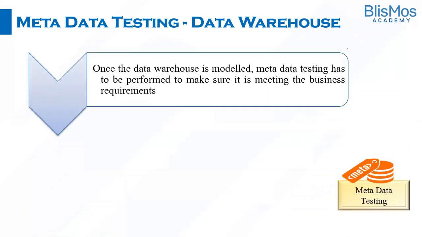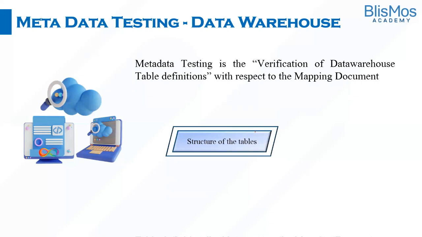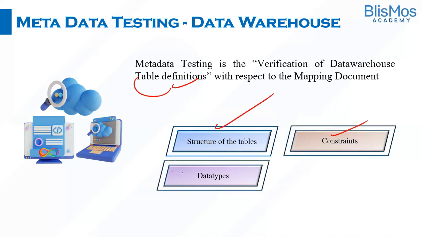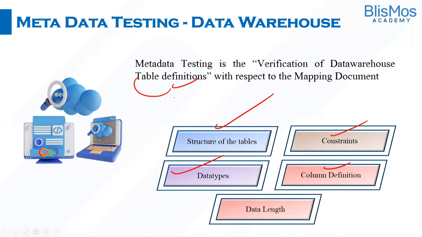We have to perform the metadata testing so that the schema of the table is right and the structure of the table is right. If you properly identify the defect at this stage, it will be easy for you to save a lot of time in the future. As a part of the metadata testing, we will verify the definitions of the table in the data warehouse, like the structure of the tables. We'll verify constraints in the tables, the different data types in the table, the different definitions of a column, and the length of the data.